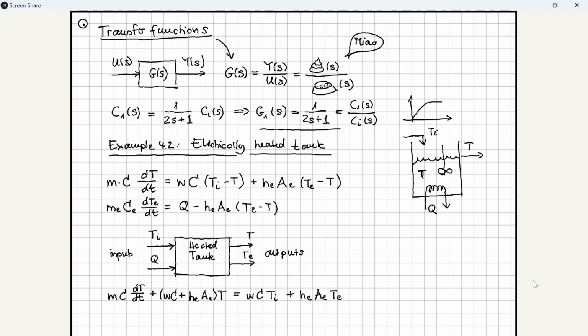For the second equation, we have ME times CE dTE over dt. And we find another TE over here, so it's minus AE on the right-hand side, so this becomes a plus times TE.